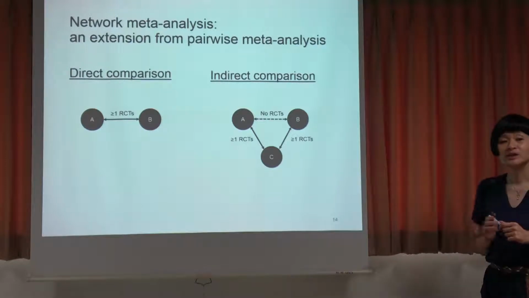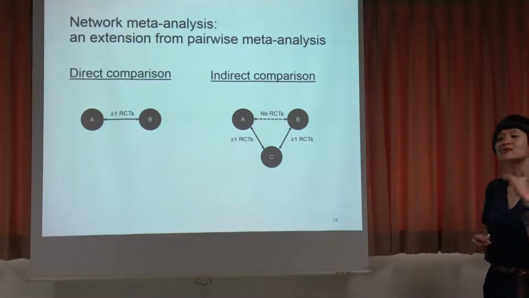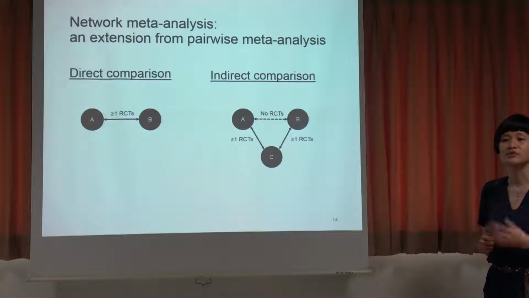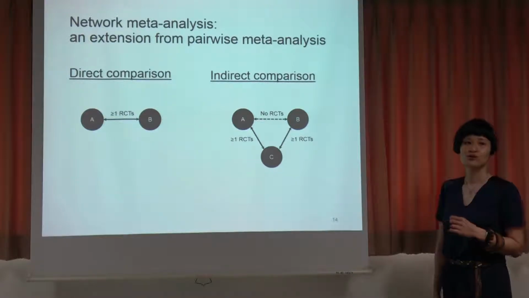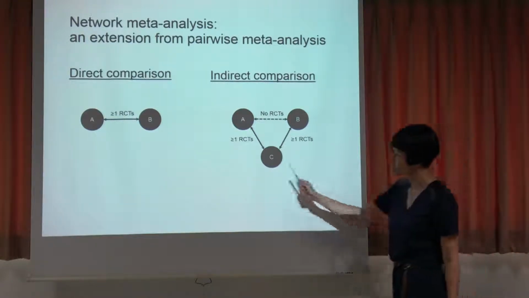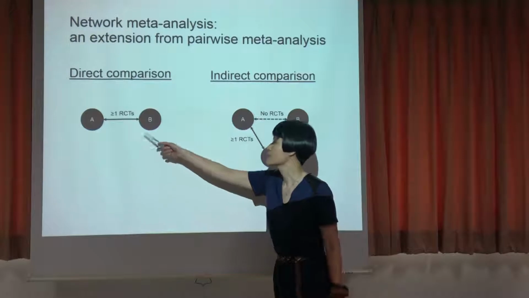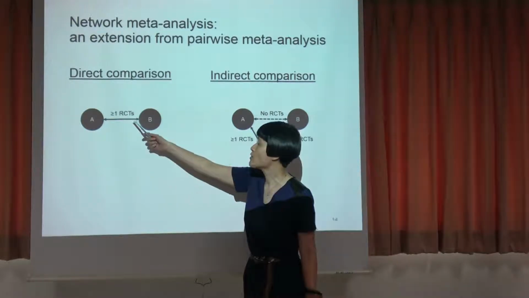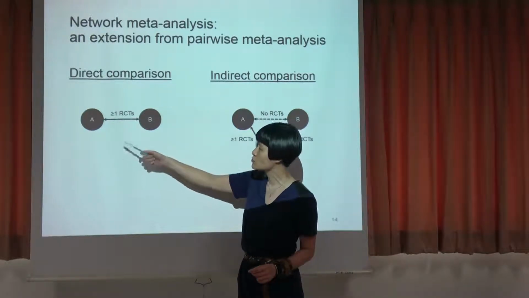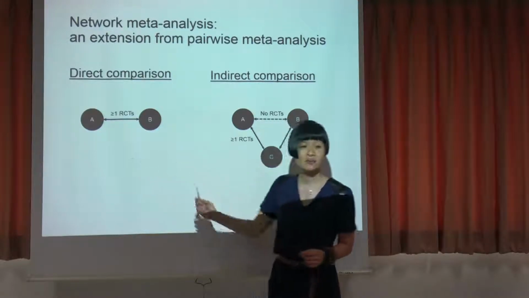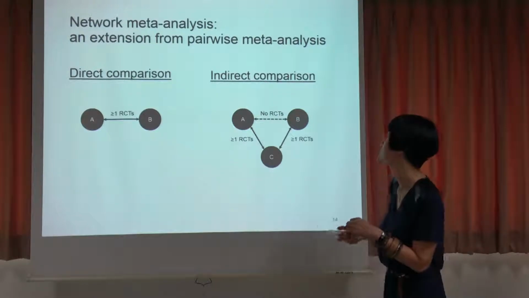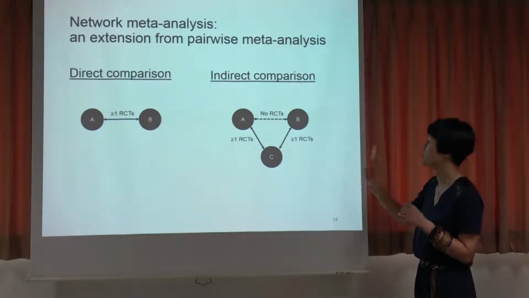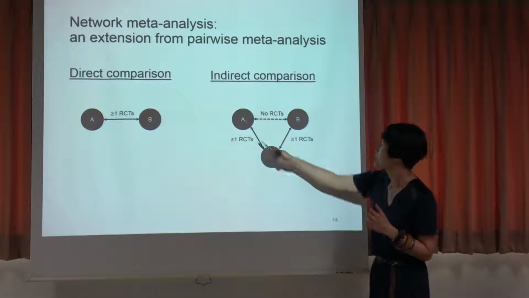The important point here is that network meta-analysis is not a separate methodology from what we've been talking about. It's not something completely remote. It's an extension of what we've been talking about. We talk about direct comparisons, A versus B. When we have more than one randomized controlled trial comparing the same thing, we can pool them together, calculating a weighted average.